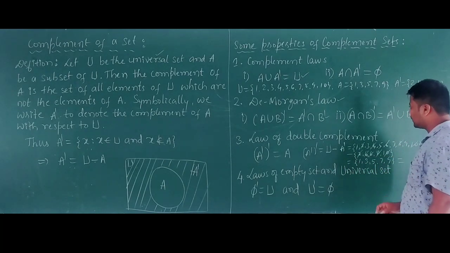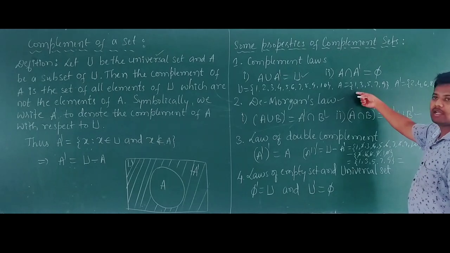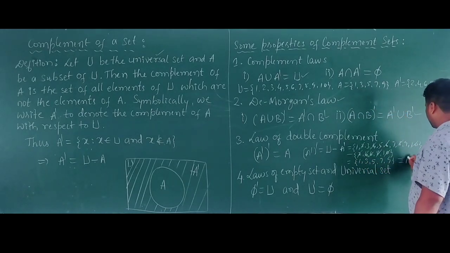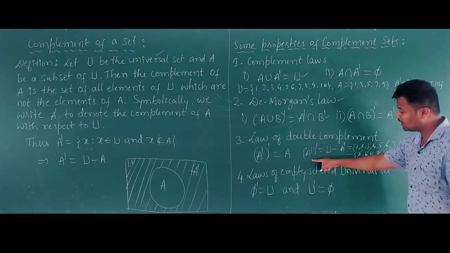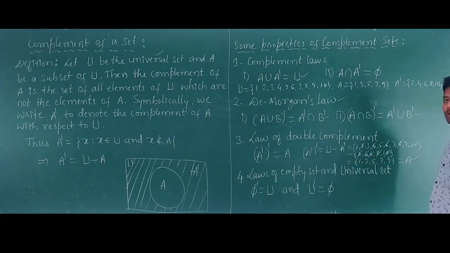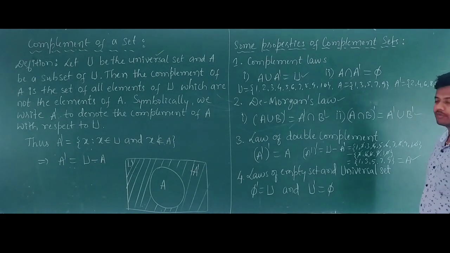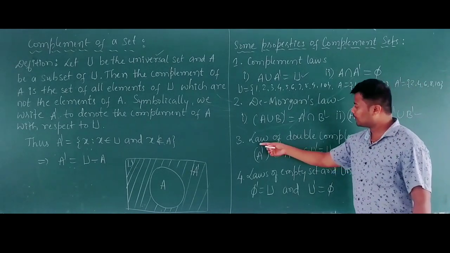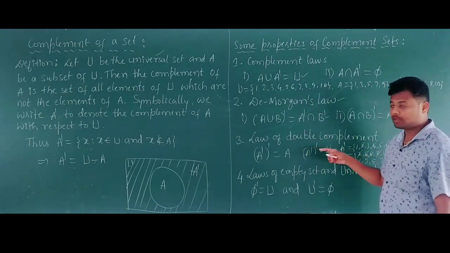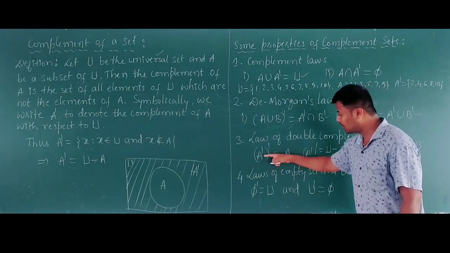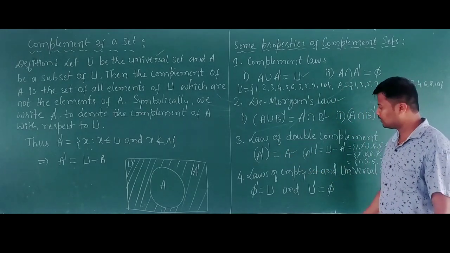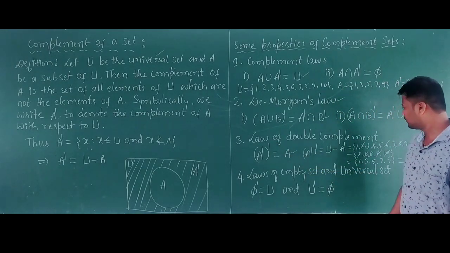So this equals what? Set A only: 1, 3, 5, 7, 9. That's why A dash whole dash equals the set A only. This property is called the law of double complement. Taking the complement twice gives you back the set. Okay, note this point.